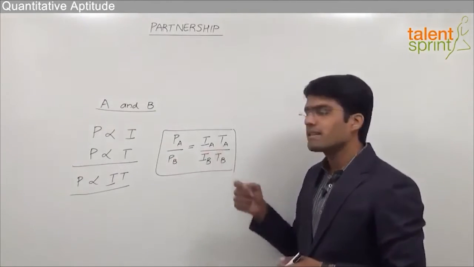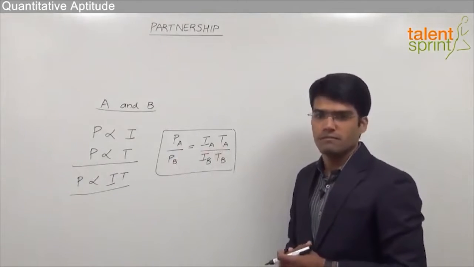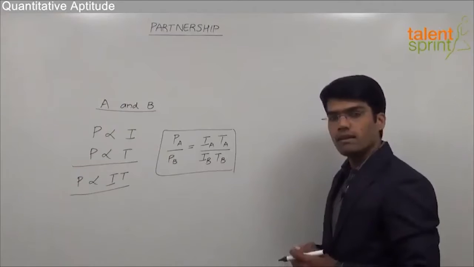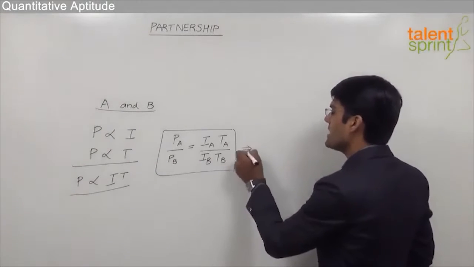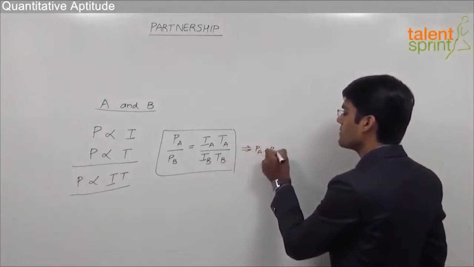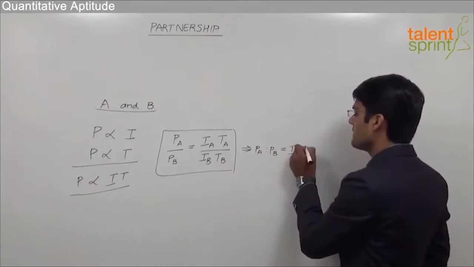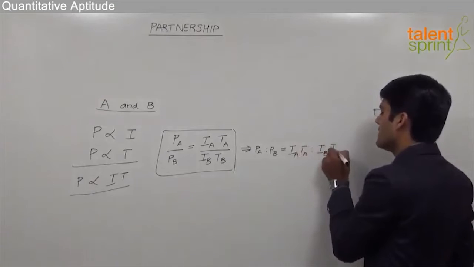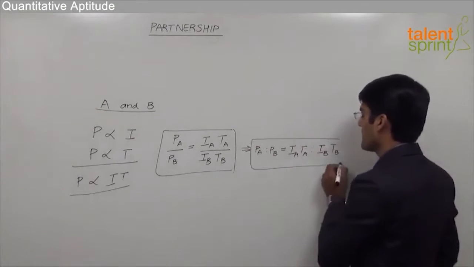IA and TA are the investment and time of investment of A, and IB and TB are the investment and time of investment of B. This can also be written as PA is to PB equals IA TA, that is investment into time of investment, is to IB TB, investment into time of investment for B.